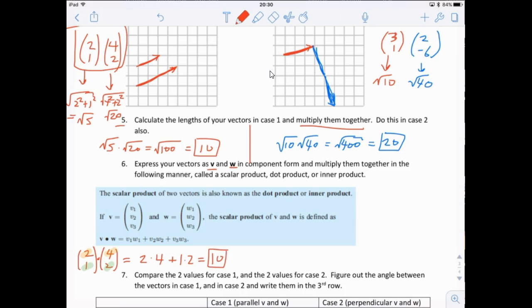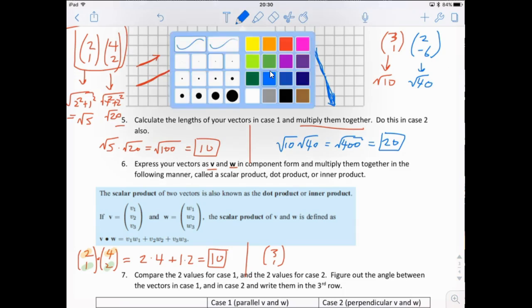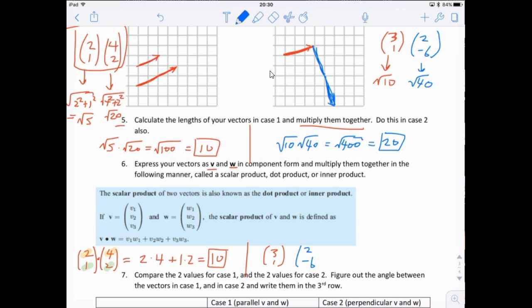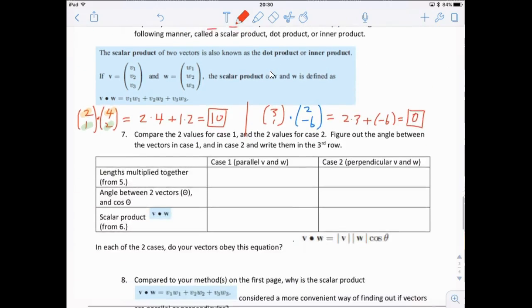And then for case 2, we're going to take the vector 3, 1, which is the red vector, and we're going to take the vector 2, negative 6, which is the blue vector, and we're going to dot product those together, scalar product those together. And how do we do that? We're going to multiply 2 times 3, and we're going to add that to 1 times negative 6, which is negative 6. And 2 times 3 is 6, minus 6 is 0. We get 0. Okay? Then we're going to go down to number 7.